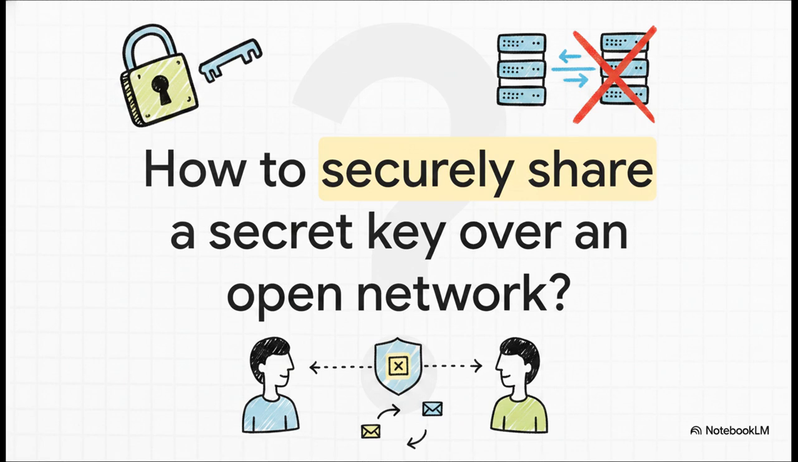If they want to use a symmetric cipher, they have to figure out how to safely get a copy of the exact same key to each other. If they're using an asymmetric cipher, they just need to reliably exchange public keys.